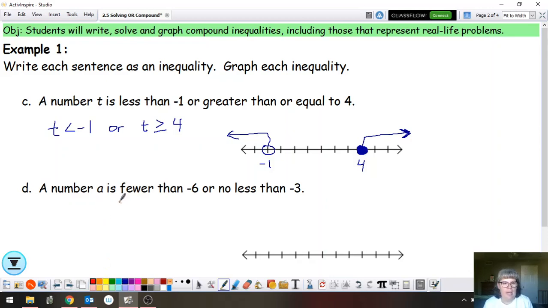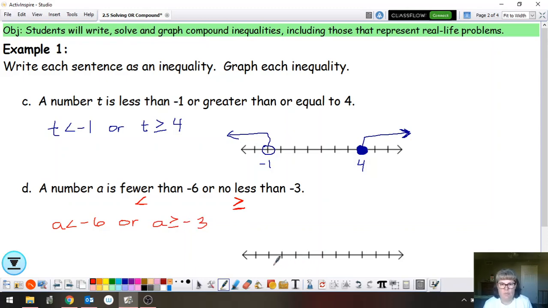A number A is fewer than. Remember, fewer than is less than -6, or no less than. So no less than means it could be more than, but it could also be equal to -3. So we have A is less than -6, or A will be greater than or equal to -3.